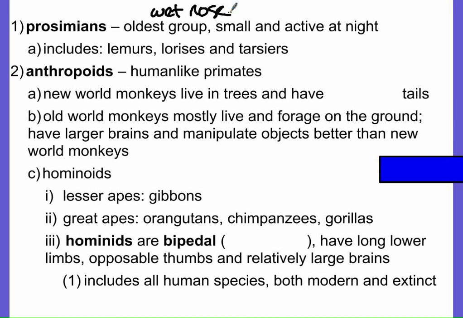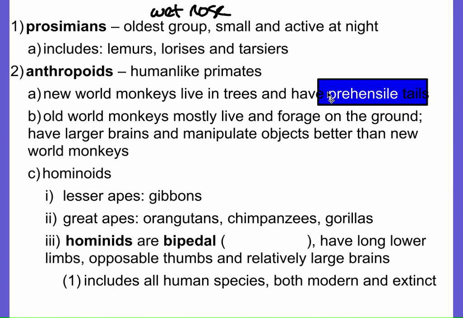Anthropoids are human-like primates. They include the New World monkeys that live in trees and have prehensile tails. We've talked about those monkeys before, and you remember that New World means the Americas. Old World, those monkeys are found in Africa. They mostly live and forage on the ground, so they don't need prehensile tails so that they can swing from branches and trees because they don't live in trees.